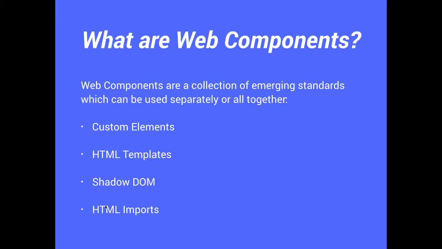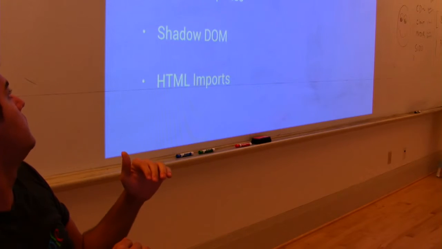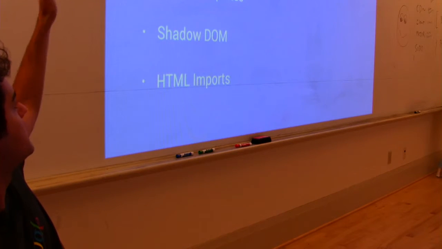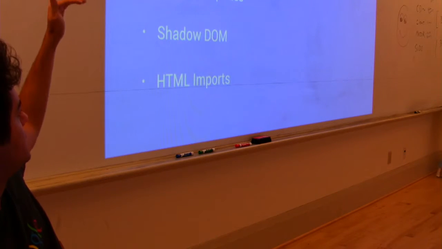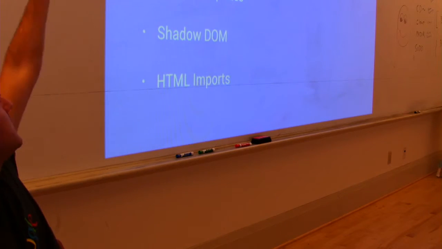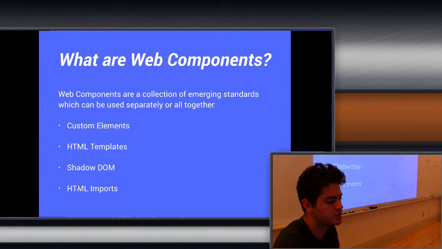So my idea for this morning is to show each one of them, and then we're going to have some exercises. We're going to see custom elements, and we're going to do an exercise with custom elements. We're going to see HTML templates. Then we're going to build something with custom elements and HTML templates. Then shadow DOM, which is going to use custom elements, HTML templates, and shadow DOM. And finally, HTML imports, where you're going to have to use everything.